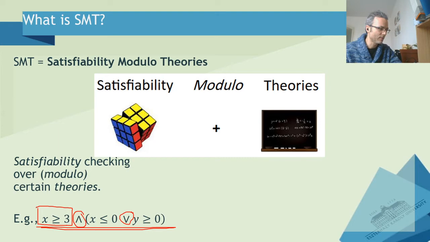So what I highlight here is not a logical expression. It's an expression in mathematics with a variable of type integer, with a number 3, with this relation greater than. So this is not coming from logic. This is coming from some mathematical theory in the background. So we combine SAT solving with such theories. This is what SMT is.